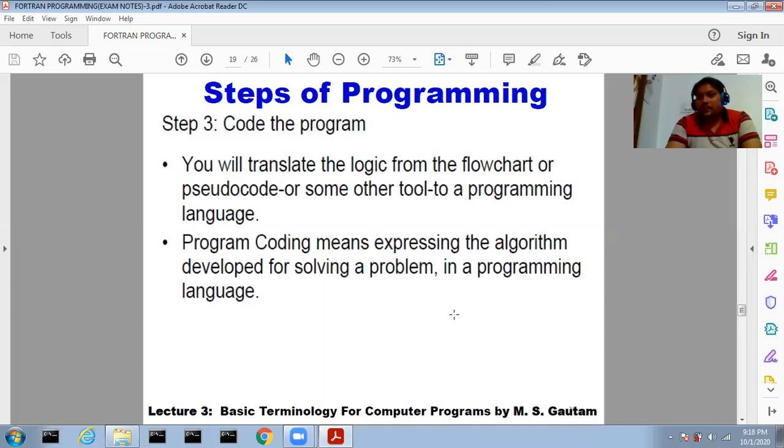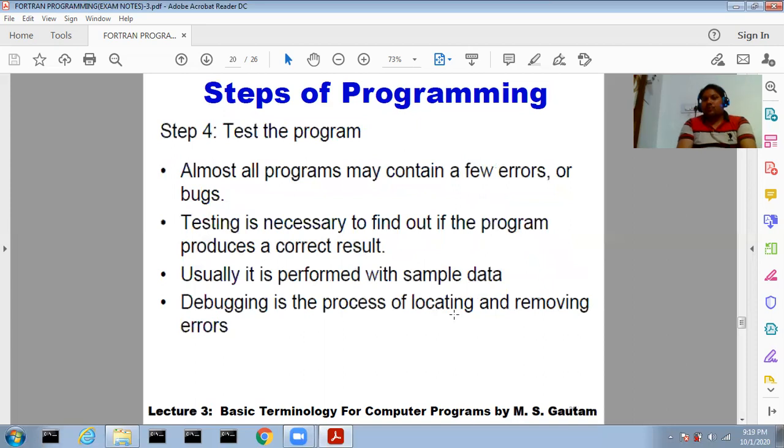So basically, conversion of our program or problem into source language, source code, or programming language, this is your third step, that is known as coding of program. Whenever program translation is completed, when we have completely translated our problem into source language or programming language, then after conversion, the fourth step is to test the program.